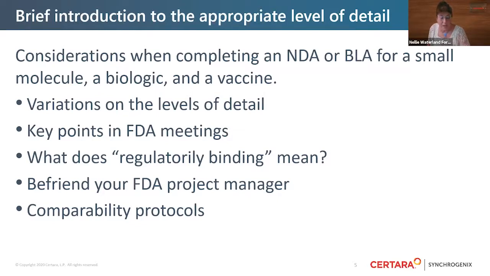The next item we need to consider is to look at what modules are regulatorily binding. That is, which modules will require a post-approval submission to the FDA if changes are made to them. Understanding this concept is important, as you want to make sure you don't adversely impact your ability to make post-approval changes to your product by putting in too much detail.